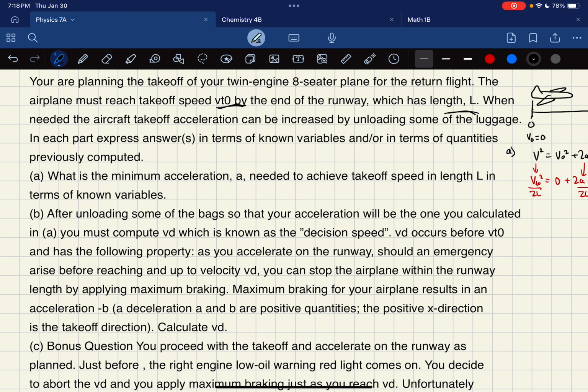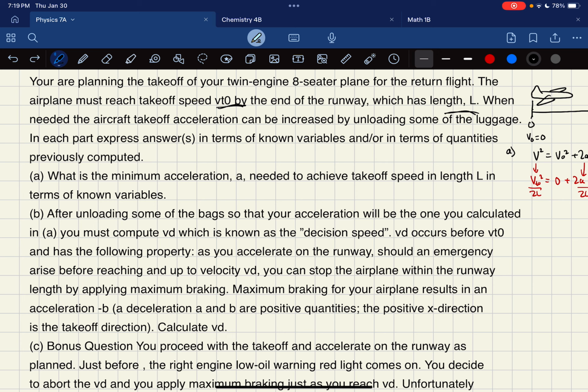Anyways, problem B says after unloading some of the bags, your acceleration will be the one you calculated in A. You must compute VD, which is known as the decision speed. VD occurs before VTO and has the following property. As you accelerate on the runway, should an emergency arise before reaching VTO, you can stop the airplane within the runway length by applying maximum braking. Maximum braking for your airplane results in an acceleration of minus b. It's asking us to calculate VD.